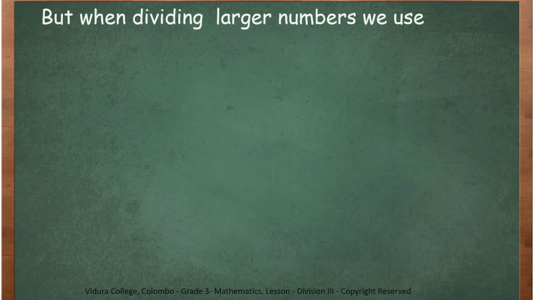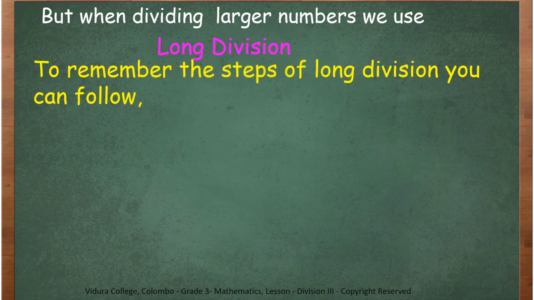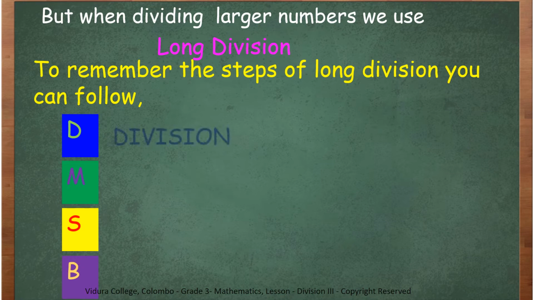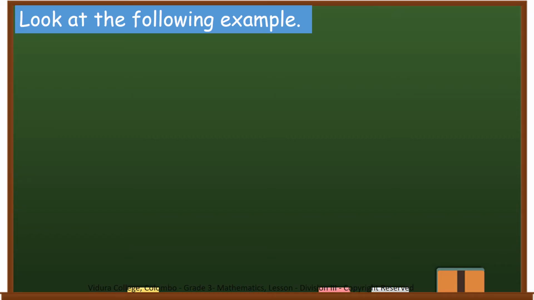But when dividing larger numbers, we use long division. To remember the steps of long division, you can follow D, M, S, B. D for division, M for multiplication, S for subtraction, B for bring down. D, M, S, B. Look at the following example.